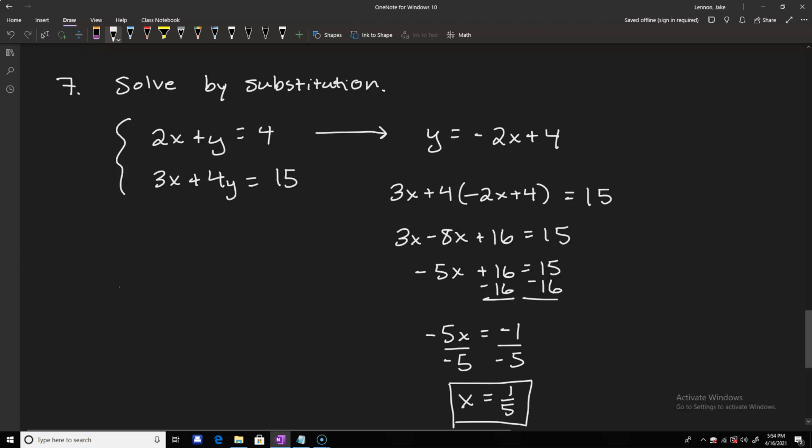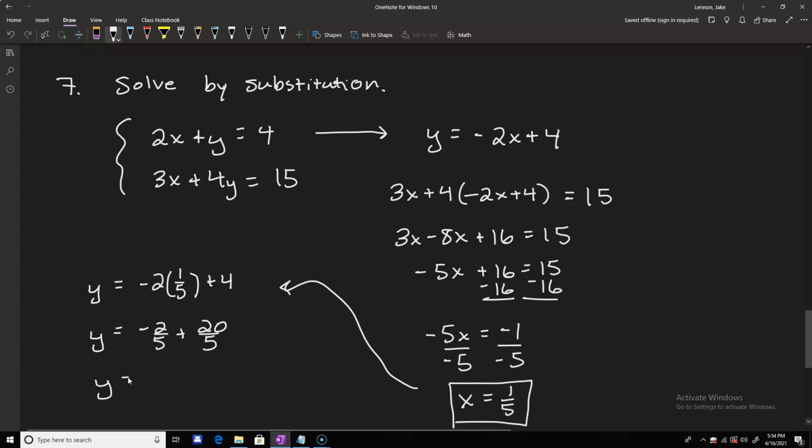So to find y, I'm going to come over here. So y is negative 2 times this 1/5 plus 4. So y is negative 2/5 plus 4. And let's think of 4 in terms of fifths. 4 would be the same thing as 20 divided by 5. And that gives us our answer. So y is going to be 18 over 5. So x was 1/5 and y was 18 over 5.